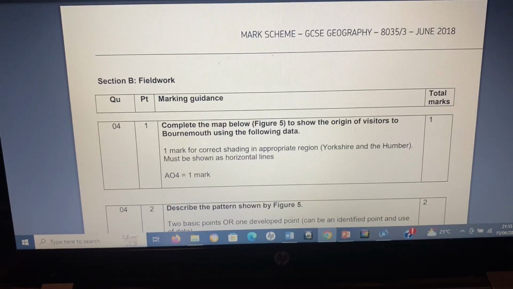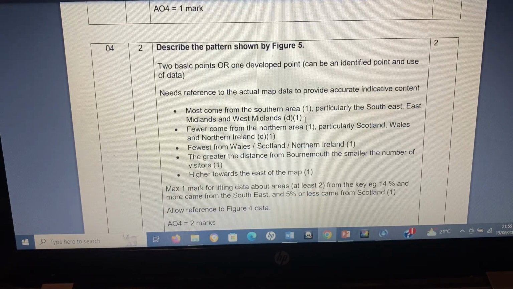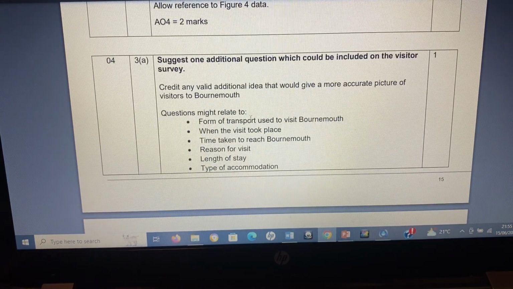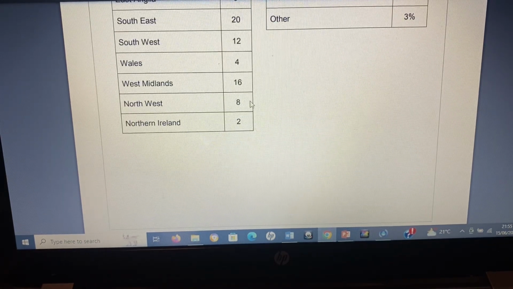Let's just have a quick look at the mark scheme. So 4.3, you could have asked, let's say, what was your specific reason for the visit, or how long did you stay? Things like how long did it take to reach Bournemouth? So you could have asked other questions. You need to think about other additional questions that you could potentially ask.